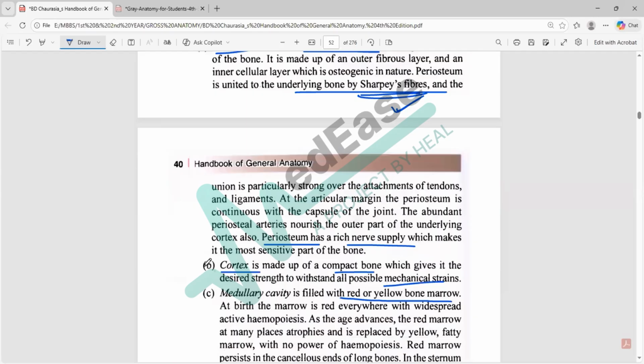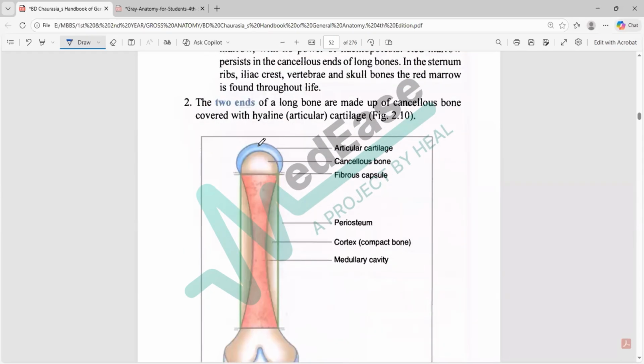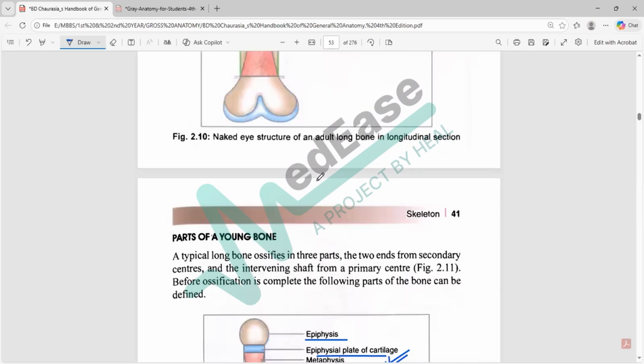Then we have the cortex, which is mainly the outer part of the compact bone. Then we have the medullary cavity, which is present in the medullary part of the bone, and it is mainly involved in housing the bone marrow. Then we have the two ends, present opposite to each other, which we call the epiphyses, and these are involved in the articulation. Then in between them, there will be the articular cartilage as well.